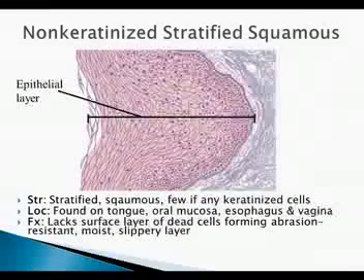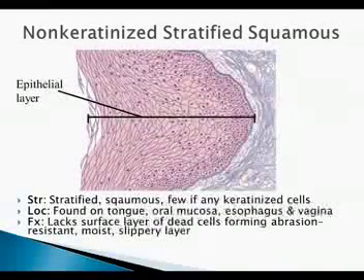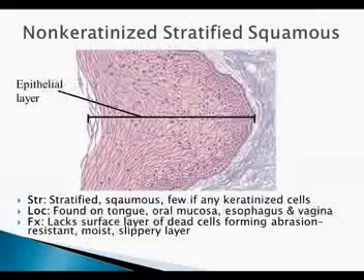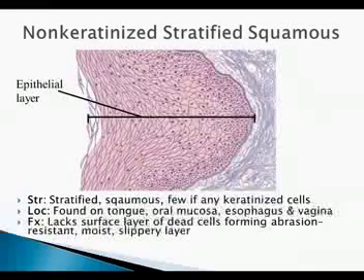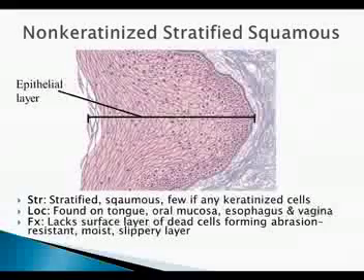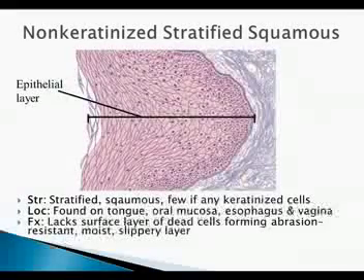And if you compare that, an example would be your tongue, right? So if you touch your tongue and then you touch your arm or your leg, it feels very different, right? And that's because your tongue did not have that keratinized layer. It's the exact same tissue with the exception of that keratinized layer.